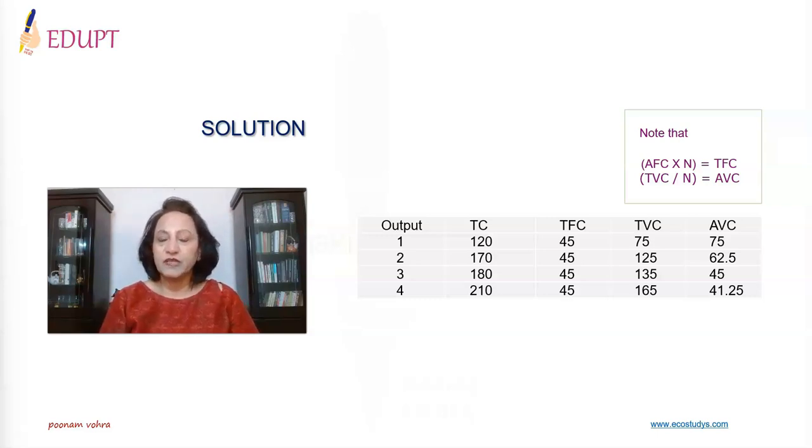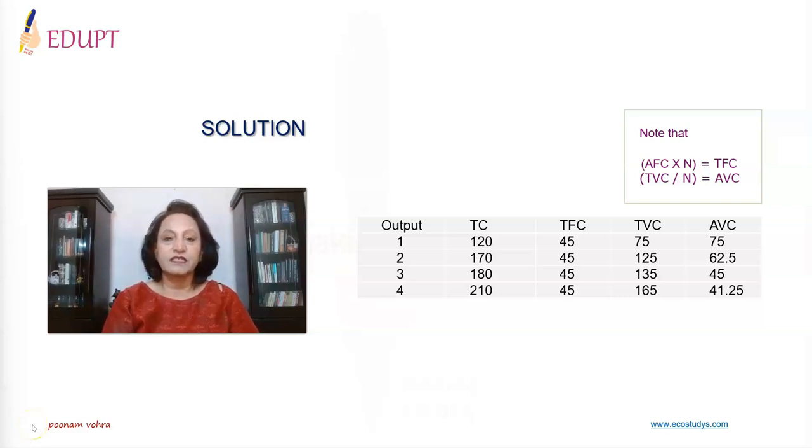Now have a look at the solution. As I have always been mentioning, please mention the formula first. It becomes easy to find the numerical. In this case also, you are required to find average variable cost, where average fixed cost is given as 45. Now try to understand, how do you find total fixed cost? That is average fixed cost multiplied by number of units produced, which is N.